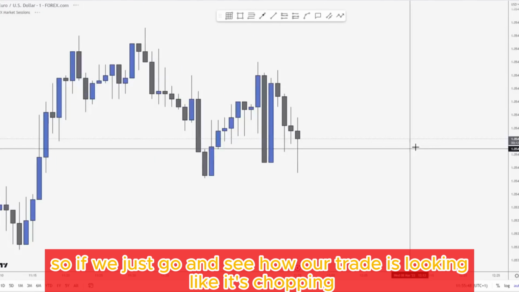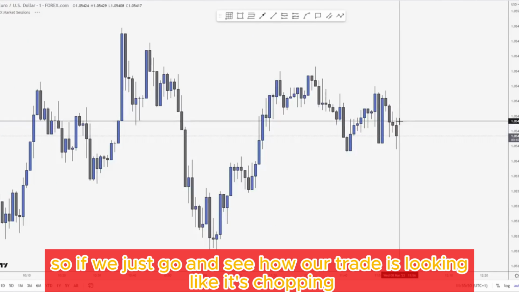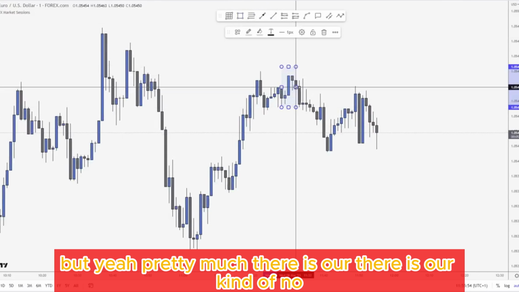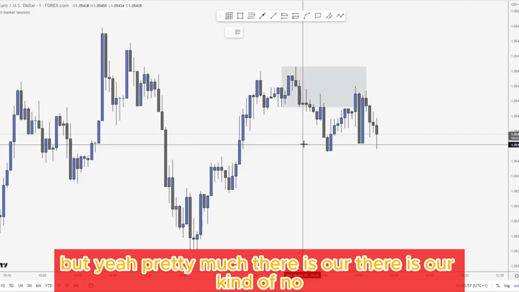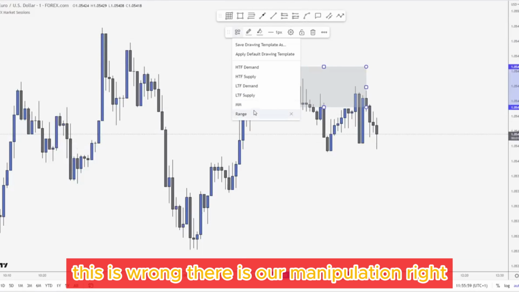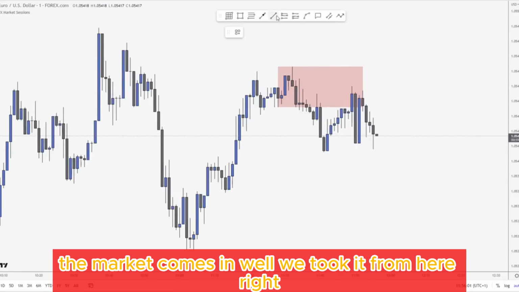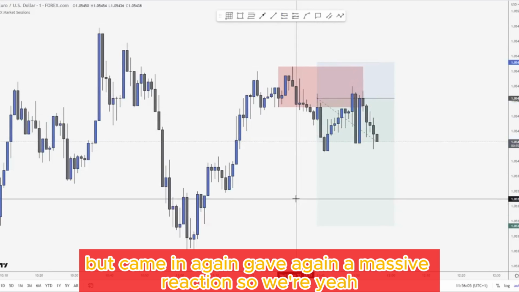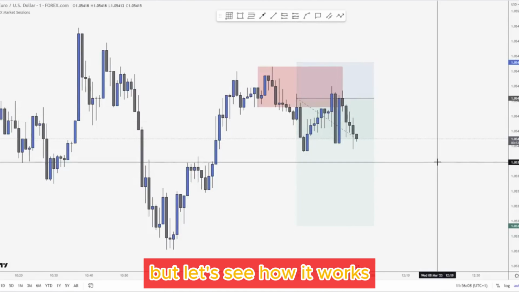So if we just go and see how our trade is looking, it's chopping. This is why I don't trade at that time, because it's chopping around. But yeah, pretty much there is our, no, this is wrong. There is our manipulation, right? The market comes in. Well, we took it from here, right? But it came in again, gave again the massive reaction. So we're just sitting in that trade. But let's see how it works.